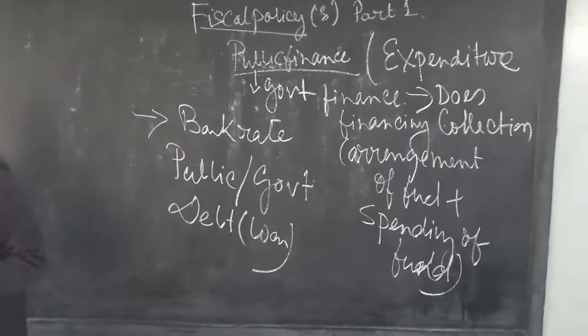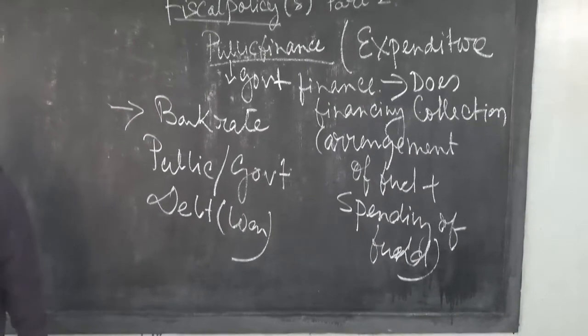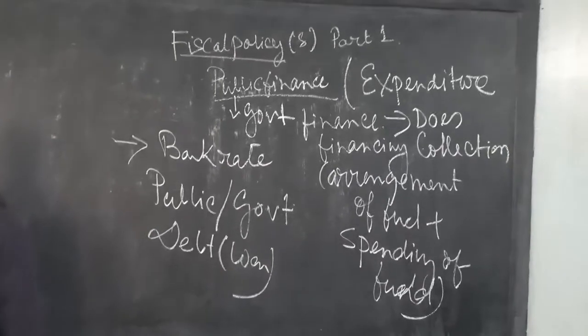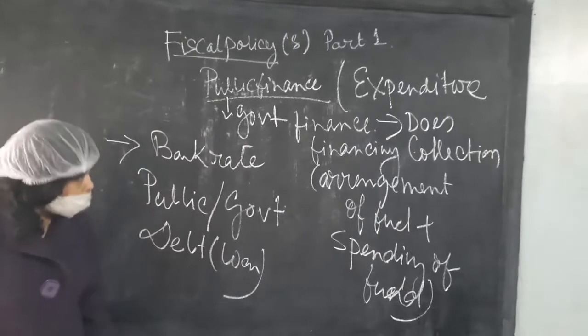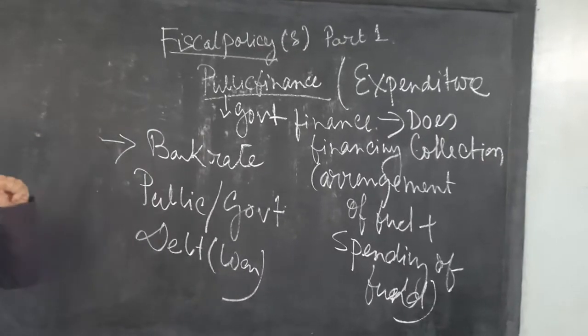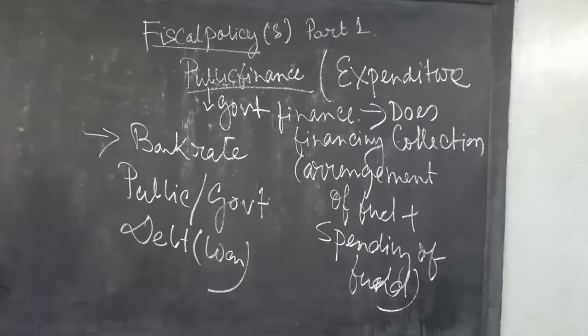Now see, what is public finance? Public finance is the branch of economic theory which deals with the aspects of government revenue and expenditure. Okay? Also it deals with fixation of bank rate and the government debt. Clear? This part is over.